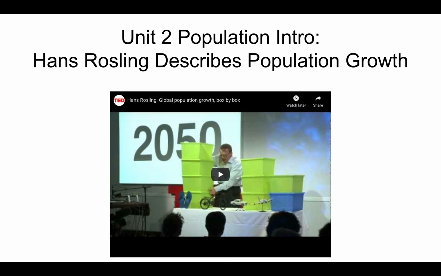Unit 2, Population. During the course of the next unit, you will have to build upon concepts and key terms that you learned in Unit 1. And if time permits, please watch the video that is on this slide.